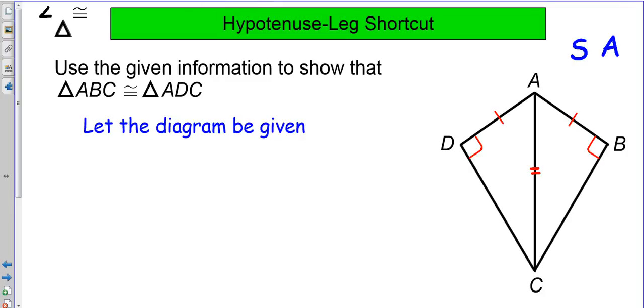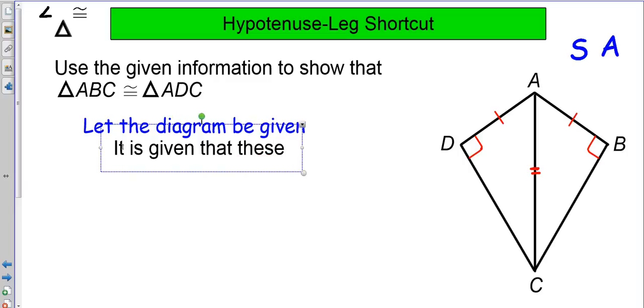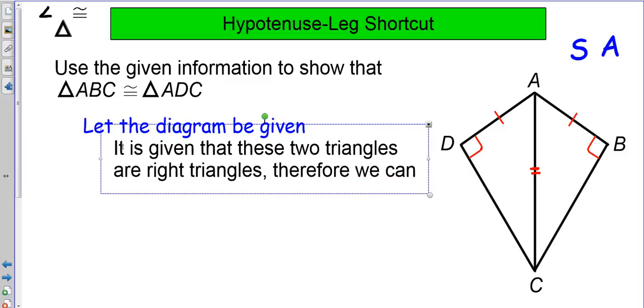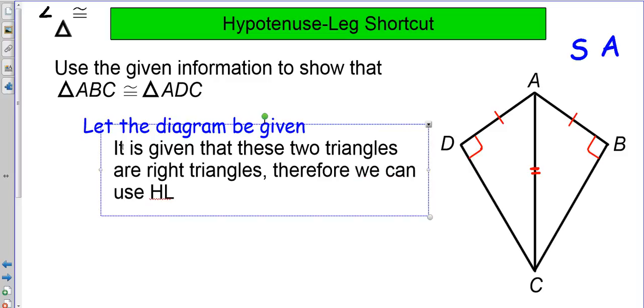And the technique that we're going to use is hypotenuse leg. So the first thing we need in order to do this is we need these triangles to be right triangles. So we just note, hey, it's given that these two triangles are right triangles. Therefore, we can use HL to prove congruence.